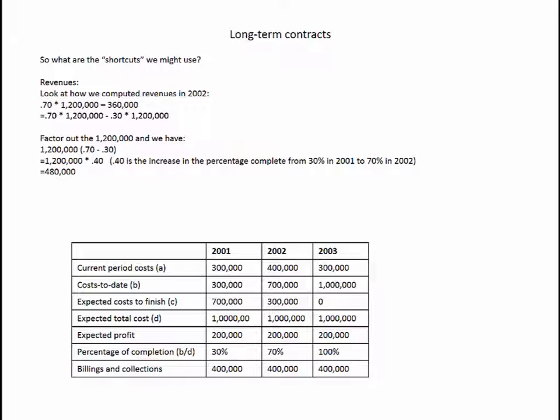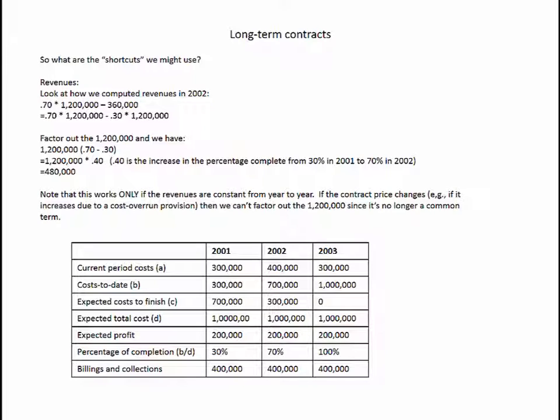1.2 million times 0.4. And basically 0.4 is the increase in the percentage completion from 30% in year 1 to 70% in year 2. So basically what we're saying is that we've gone from being 30% complete to 70% complete. Again, looking down at the next to last row in that table. So we did 40% of the work this year, so we're going to go ahead and recognize 40% of the $1.2 million in revenues. Now note that this only works if the total contract price is constant from year to year. In this case, the contract price was fixed at $1.2 million. That's why we could factor out the $1.2 million.